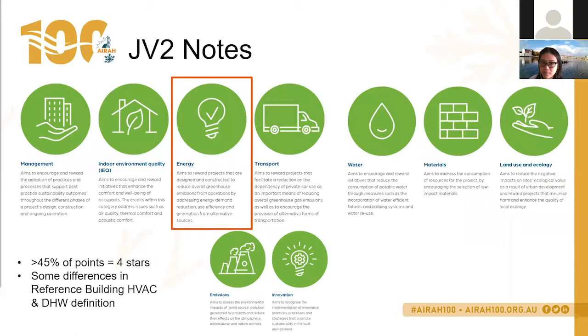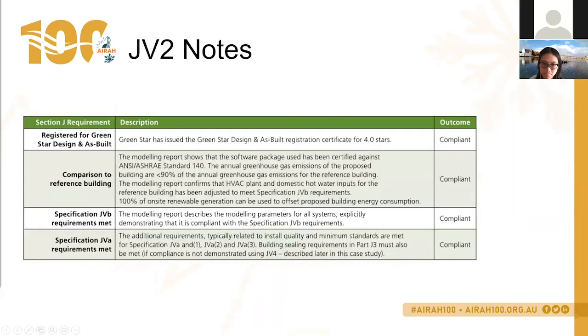Okay, so this slide just shows you basically JV2 only covers energy and you need at least 45% of points. This table here is similar to the one with JV1. We're just going through the steps to make sure that we comply with the Section J requirement. This is also an Ecolibrium.